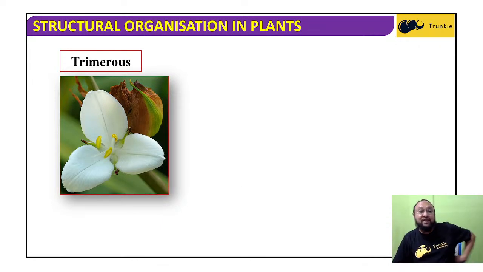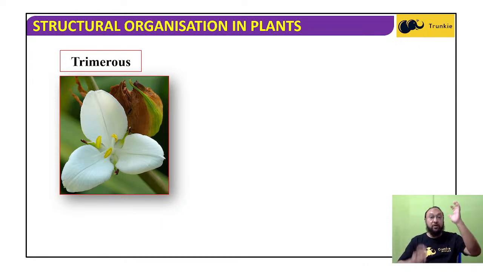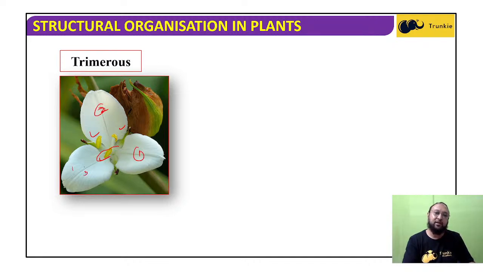You can see it's 3 in number. So how many floral component parts are there? Here you can clearly see there are 3 stamens and 3 petals. This is the stamen with the yellow pollen grains, and 1 petal, 2 petals and 3 petals. So the stamens and the petals are 3 in number. When it is like this, it is called a trimerous flower.